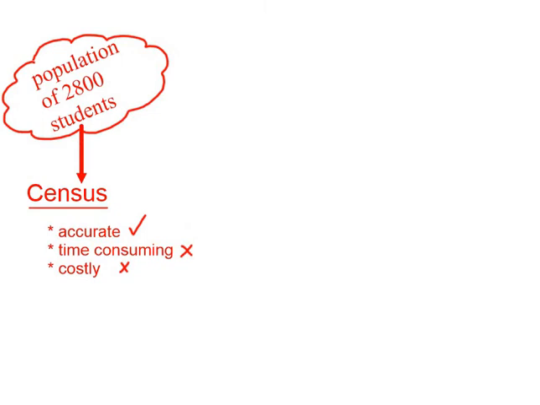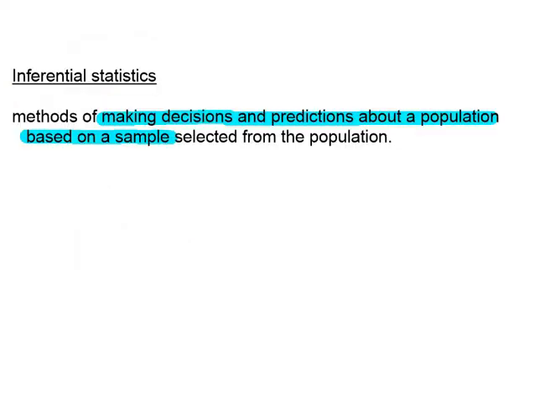We could do a census, which involves measuring the height of every single student, all 2,800, and then working out the average. It's accurate, but it's time-consuming and costly. I could make my decision and any prediction based on the population by taking a sample. This is called Inferential Statistics.